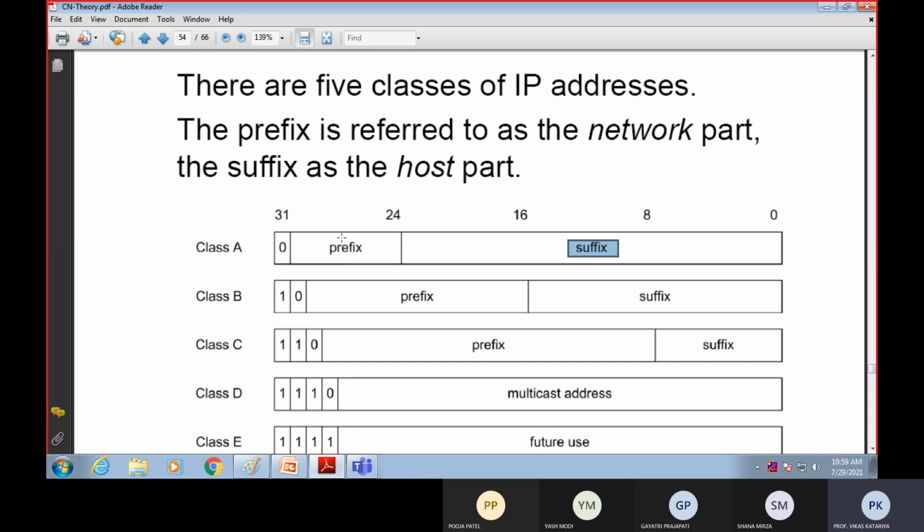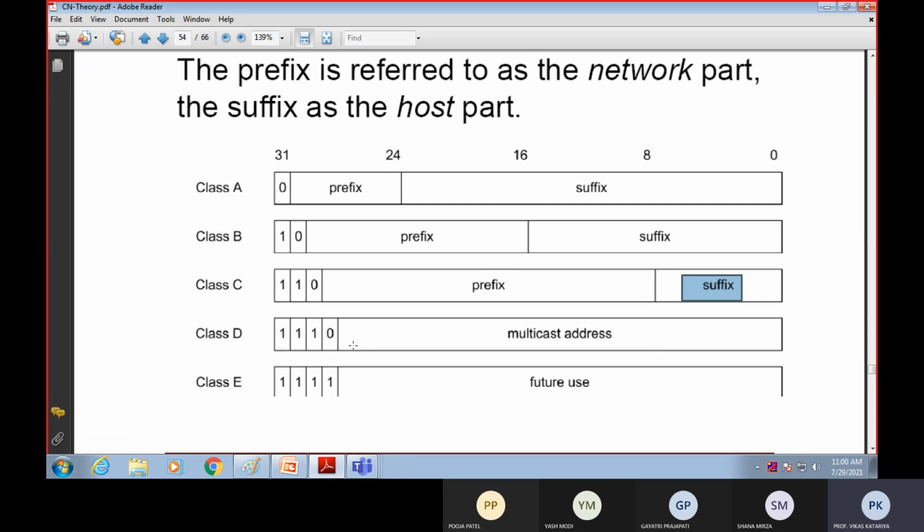Like in class A, there are 7 bits for prefix and 24 bits for suffix. In class B, there are 14 bits for prefix and 16 bits for suffix. Similarly, in class C, there are 24 minus 3, 21 bits for prefix and only 8 bits for suffix. Class D and class E are reserved. Class D is used for multicast addressing and class E for future use.